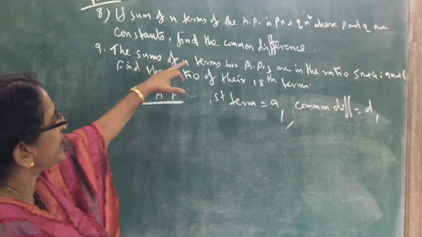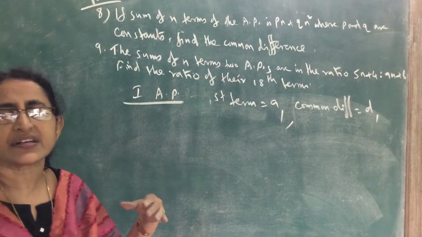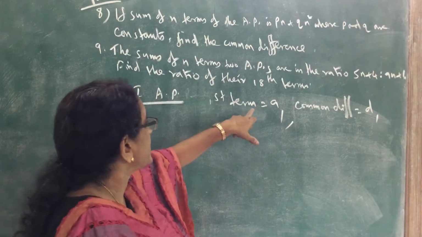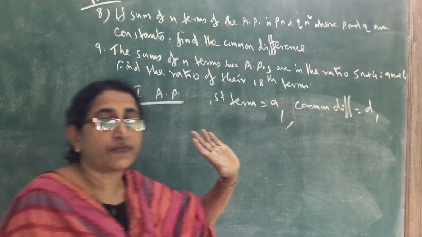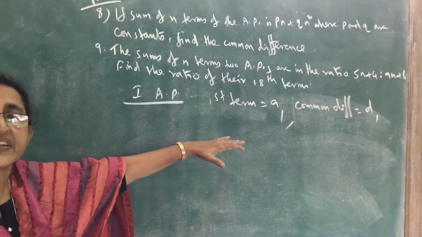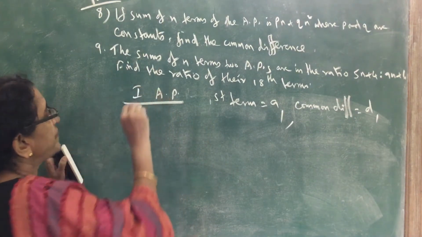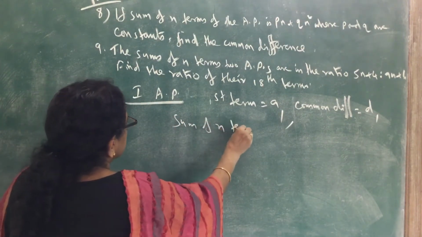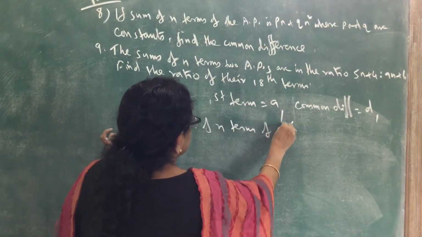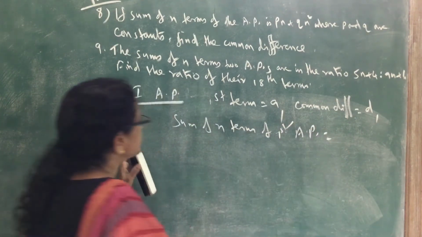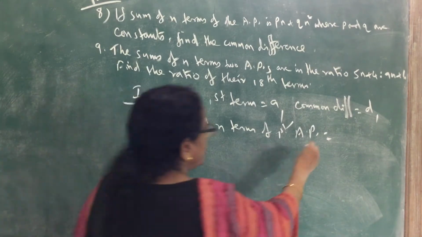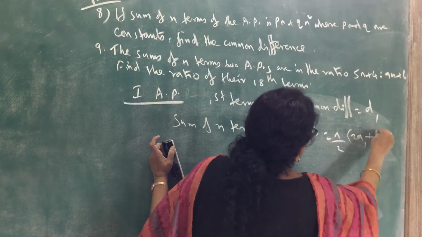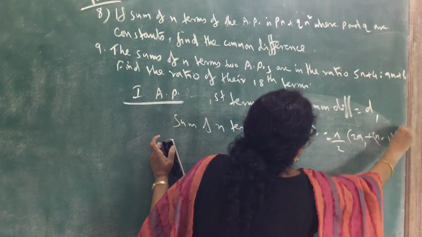We want the sum of n terms of the two APs. If the first term is A1 and the common difference is D1 for the first AP, we can find the sum of n terms of the first AP. What is the sum of n terms of the first AP? That is n by 2 into 2a plus (n minus 1) into d, that is 2a1 plus (n minus 1) into d1.